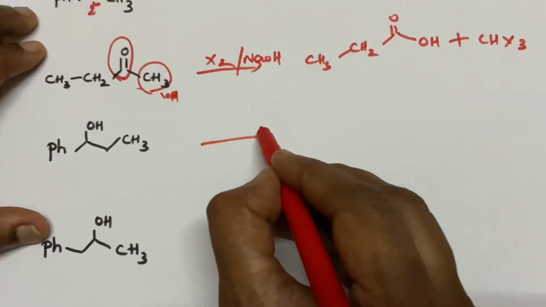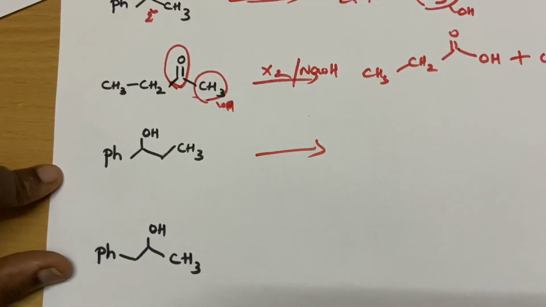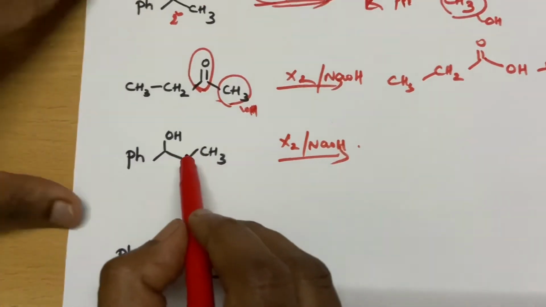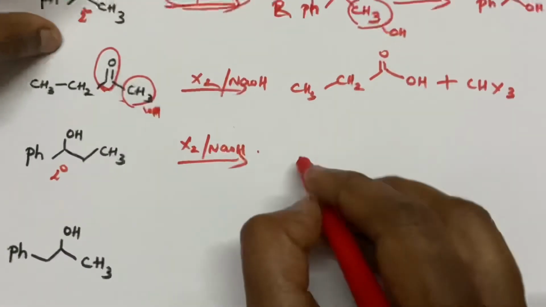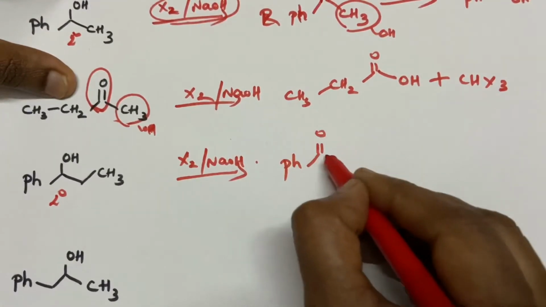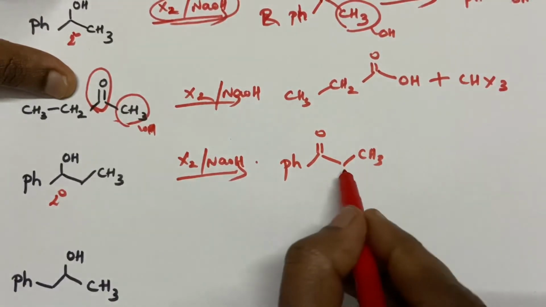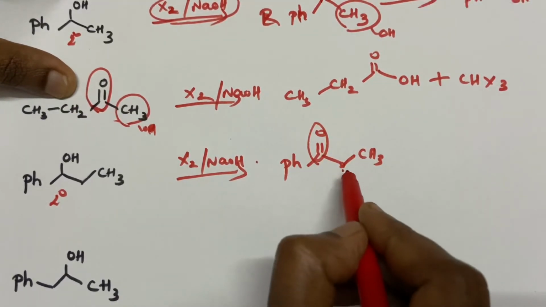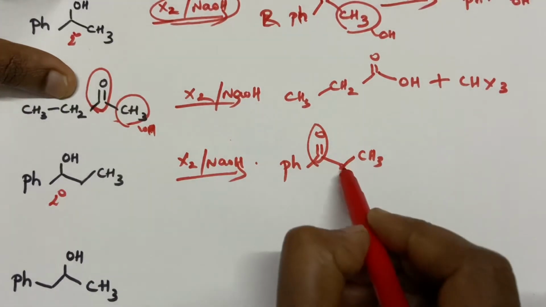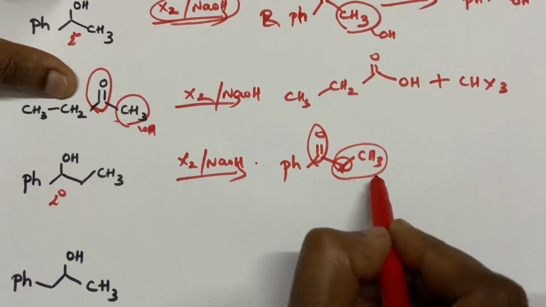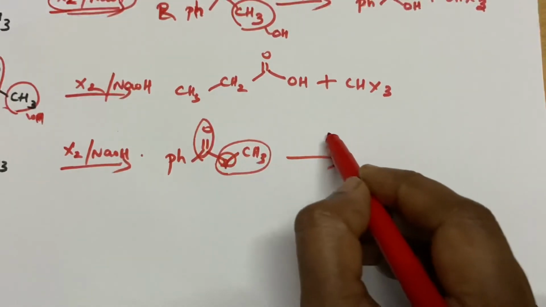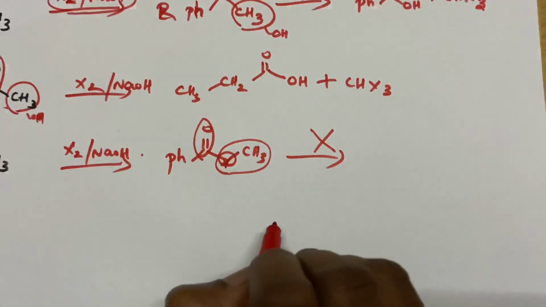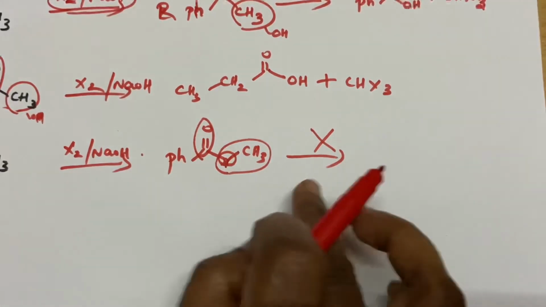Here they are asking whether this will undergo haloform reaction or not upon treating with sodium hydroxide. So what will happen, students? First of all, this is a secondary alcohol, so in the first step it will undergo oxidation for sure. But then you see, is the condition satisfied? You have a carbonyl, but you don't have a methyl directly attached to the carbonyl. Here it is a methylene group, so overall it is an ethyl group. It will not show a positive haloform test.